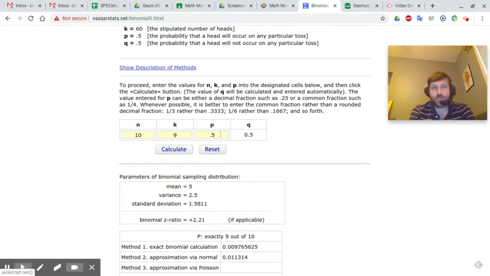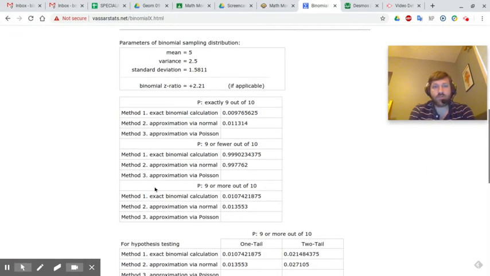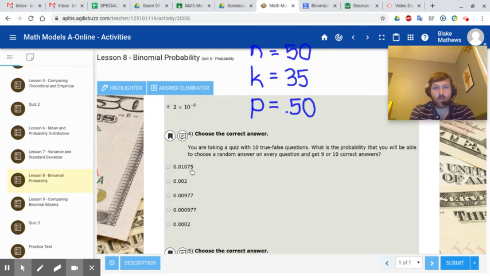So I click calculate, and they wanted to know 9 or 10 correct answers. So that means 9 or more. So I'm going to use this one down here as the section that I'm going to use. And it says 0.01074. Oh, so it rounded, which is fine. But this one's got to be the answer because it's the closest. The other ones are way off. But again, that's an N of 10, a K of 9, and a probability of 0.5 because of true false being the type of question.